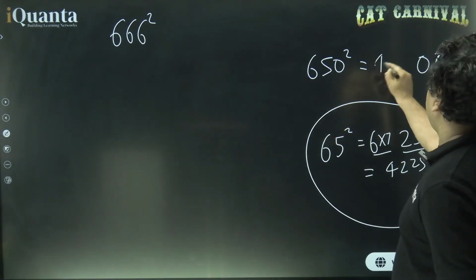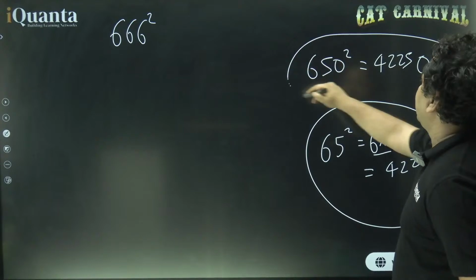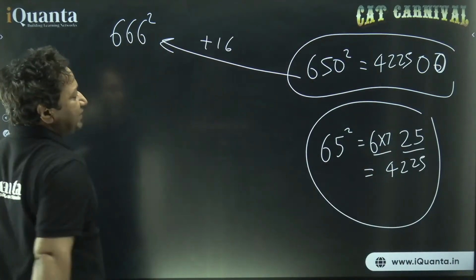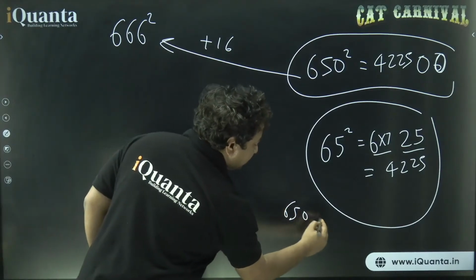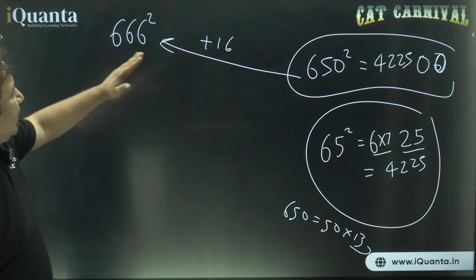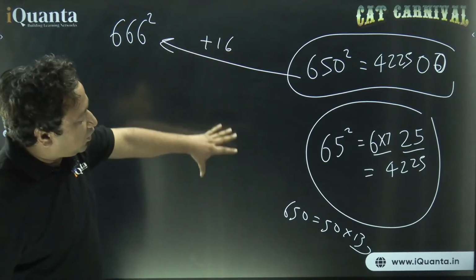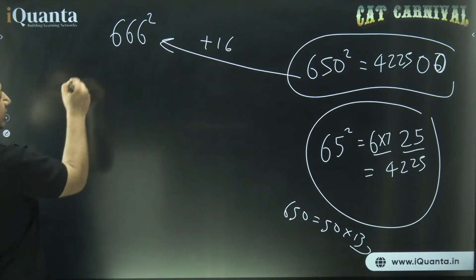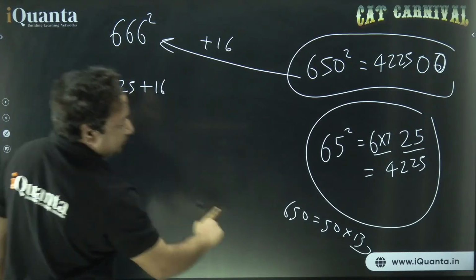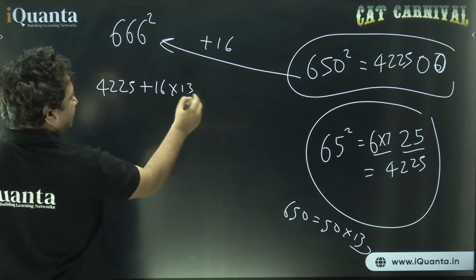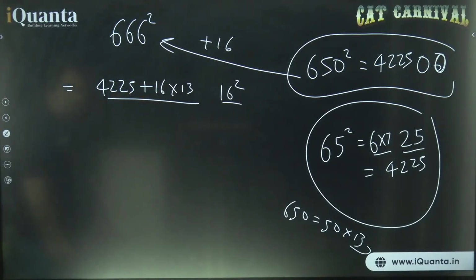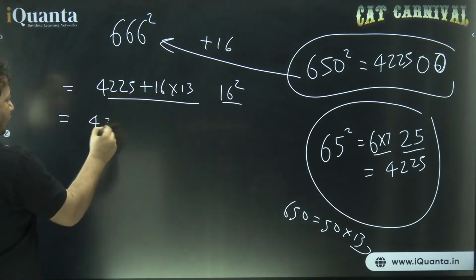So we have 422500 here as a square of 650, and this one is 16 more. By the way, 650 is the 13th multiple of 50. That means we have to multiply the excesses or the deficits with 13. Let's do that. So the answer here will be 4225 plus 16, 13 times. And 16 square should be coming over here. Right? Let's do that. 4225.